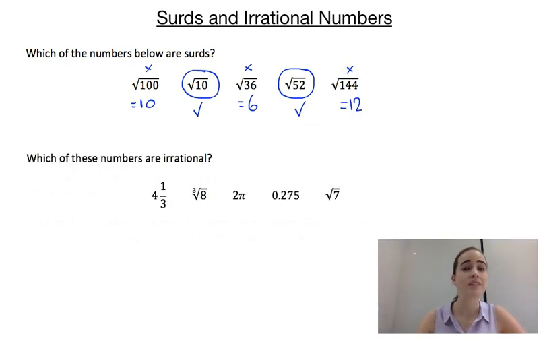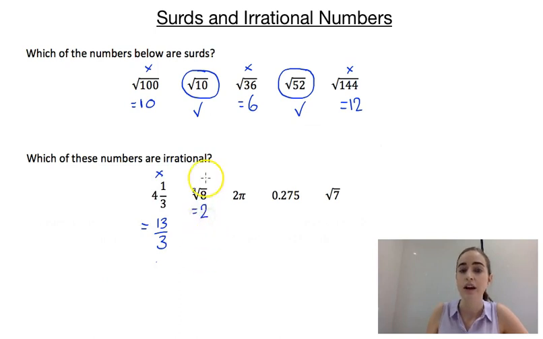Which of these numbers is irrational? Remember, rational numbers can be written as a fraction, irrational numbers can't. If we have a look at this first one, 4 1/3, we can rewrite that as an improper fraction: 4 times 3 is 12, plus the 1, we'd have 13 over 3. That means it is a rational number because we can write it as one fraction. So it's not irrational.